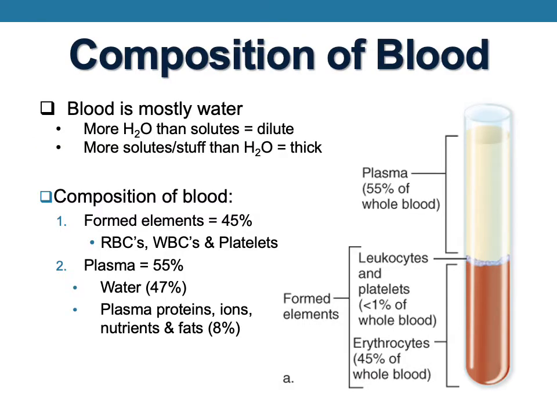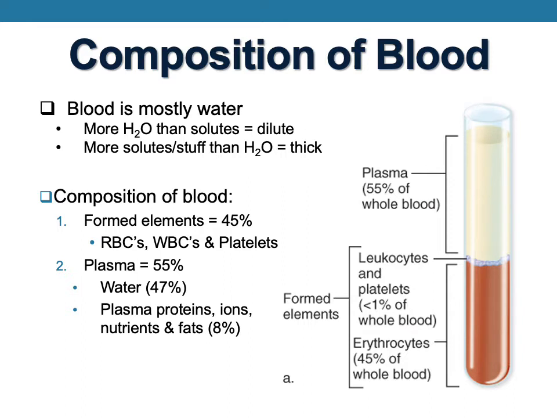Composition of blood. The main point I want to make with this slide is that blood is mostly water, and I want you to appreciate the normal relationship between the amount of stuff in blood and the amount of water in blood. If blood has more water than stuff, it's considered dilute. Normally functioning kidneys will remove the excess water, restoring the normal balance.